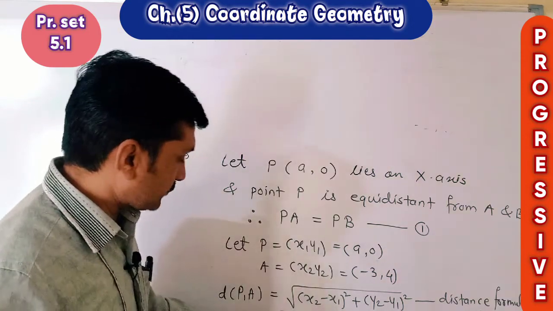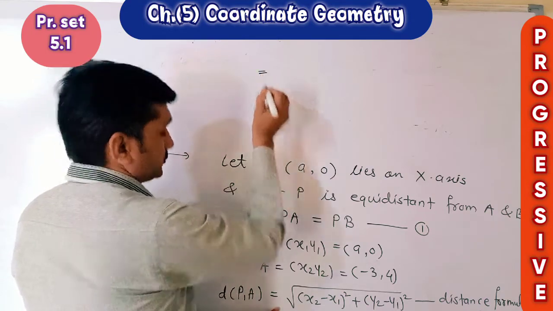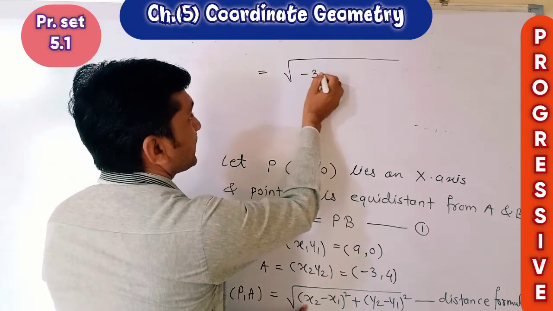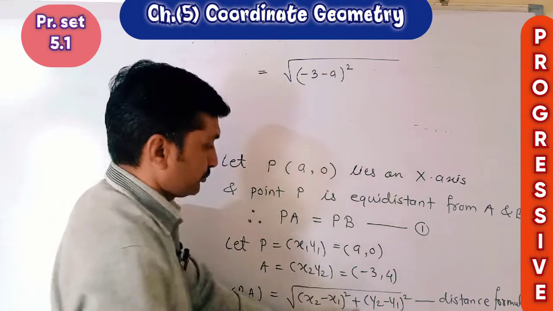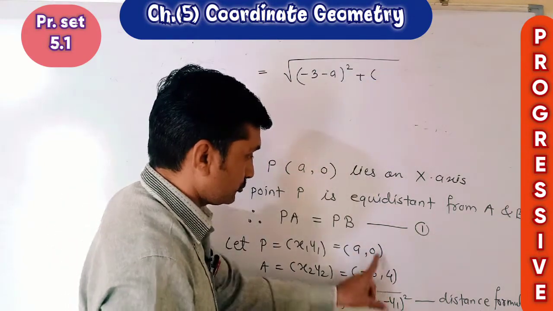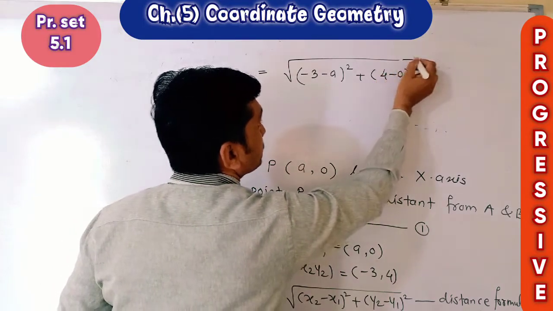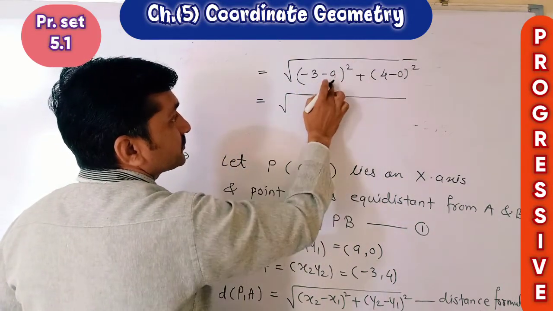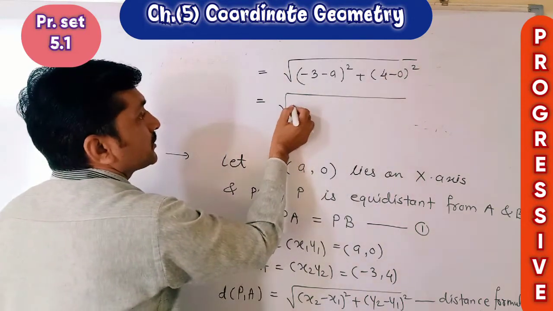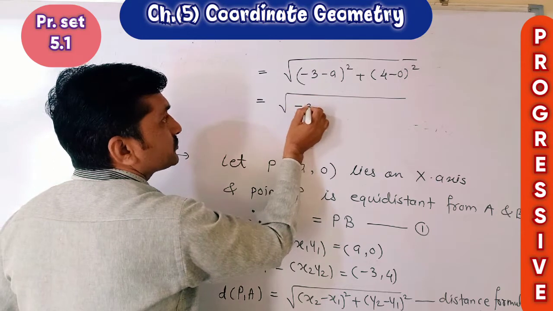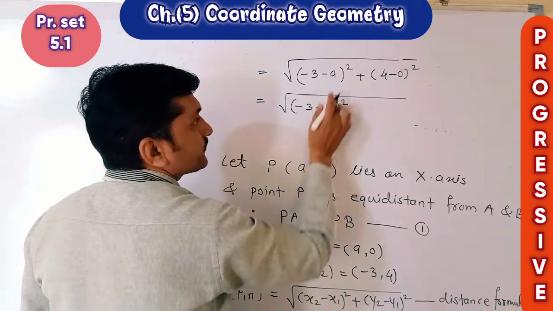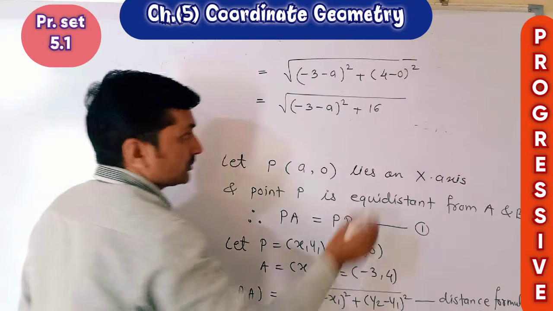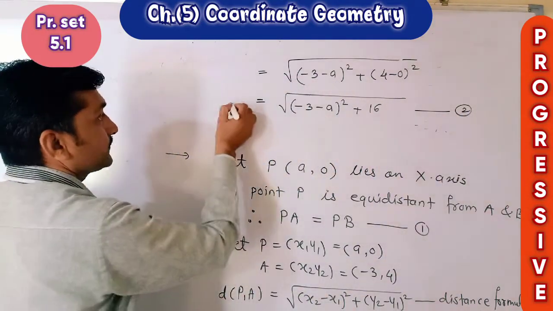Now let's put the values here and find PA. Square root of (-3 - a) squared plus (4 - 0) squared is equal to square root of (-3 - a) squared, which I keep as it is, plus (4 - 0) squared, 4 squared, 16. I give here number 2. This is distance PA.